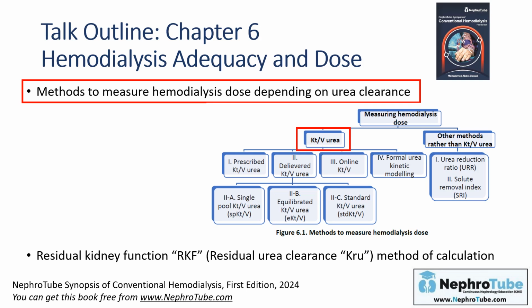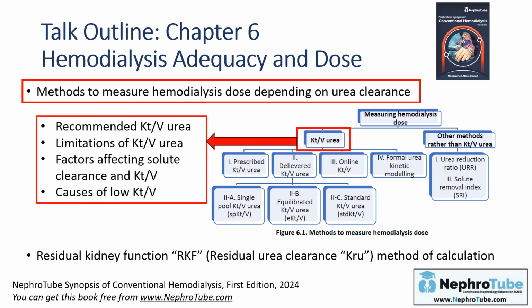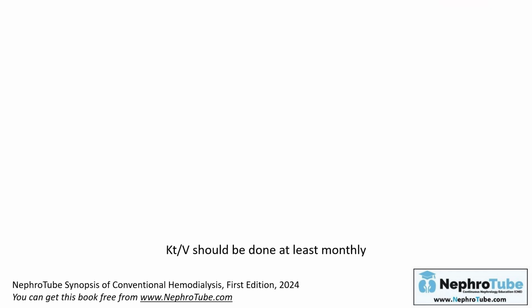Now we discussed in detail how to measure and calculate KT/V by different methods, but we didn't finish the discussion about KT/V yet. We have to cover these points about KT/V: the recommended KT/V target, limitations, factors affecting, and causes of low KT/V. Let's start with the first point. We now know how to calculate KT/V, but what is the recommended target of KT/V? First of all, delivered KT/V, I am talking now about delivered KT/V, should be done at least monthly.